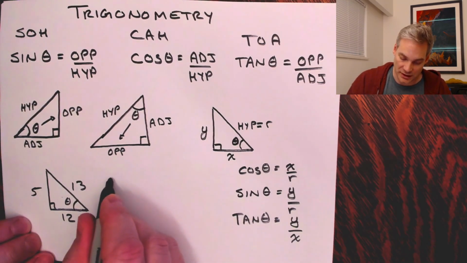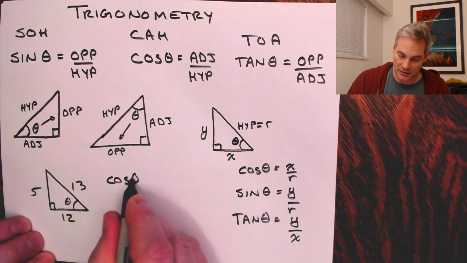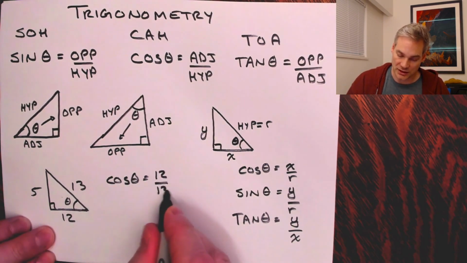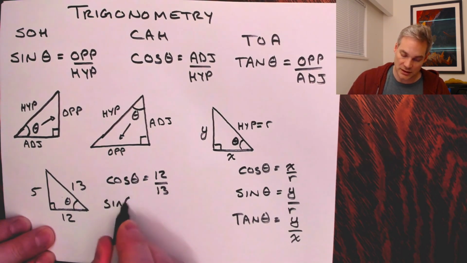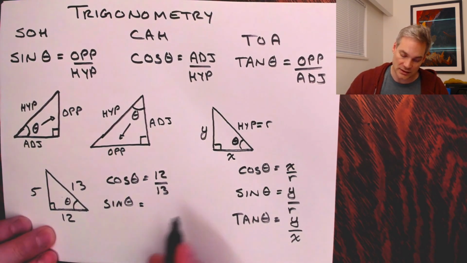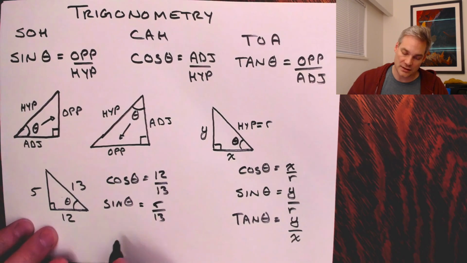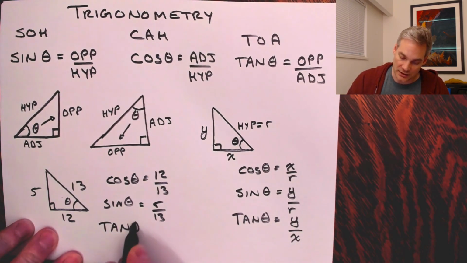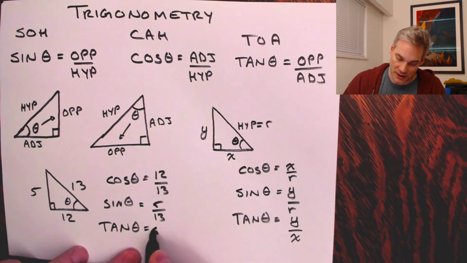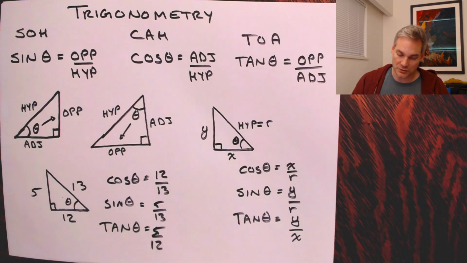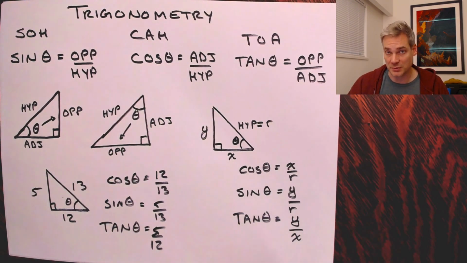So what is the cos of theta? Well, that's 12 adjacent over the hypotenuse, 13. The sine of theta is equal to 5 over 13. And my tangent of theta is equal to 5 over 12. So we've gone through this really quickly, and we've seen that this is SOH CAH TOA. This is how we're going to use it, and you need to be very familiar with this because it becomes very important.